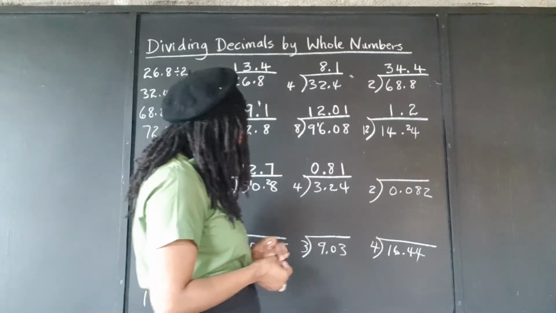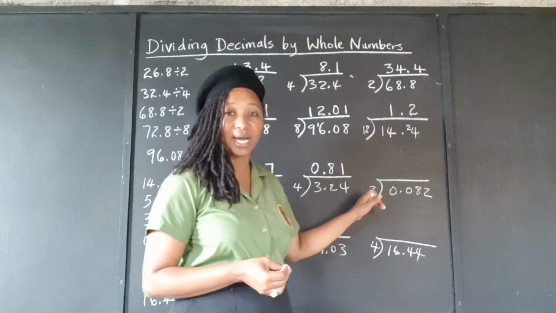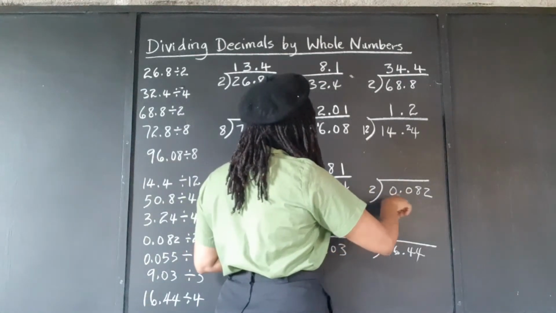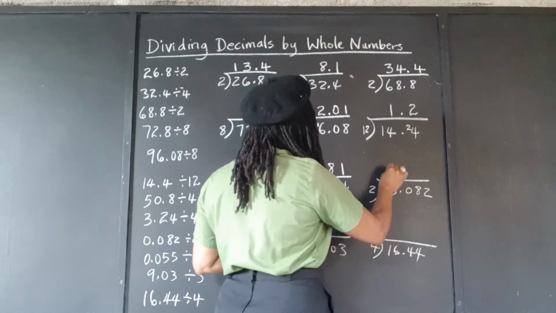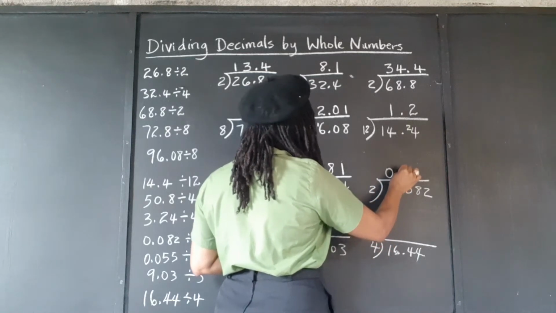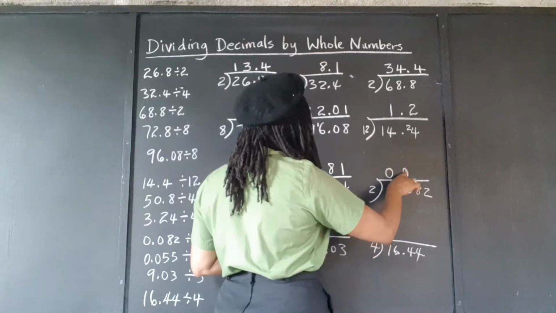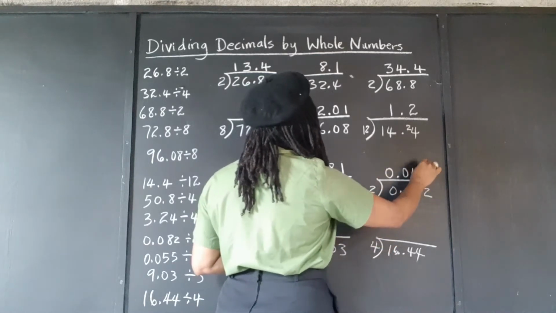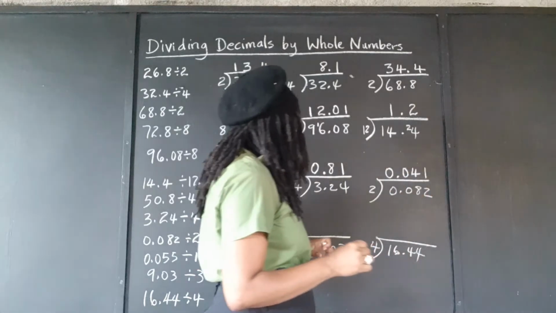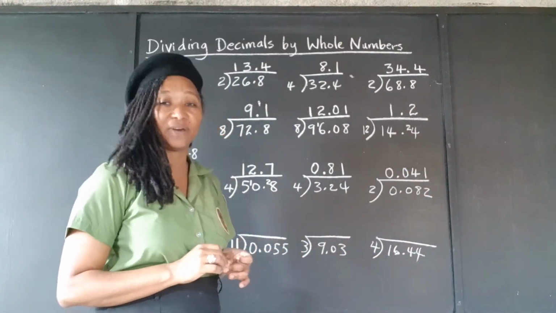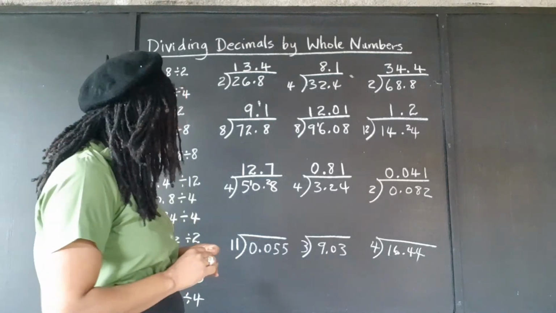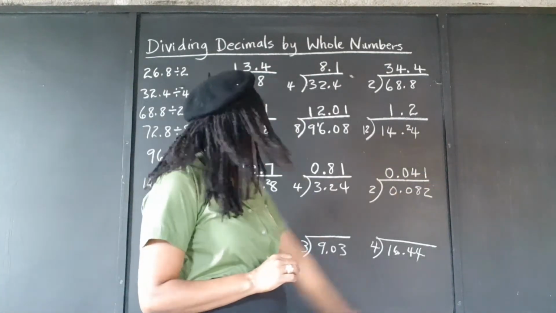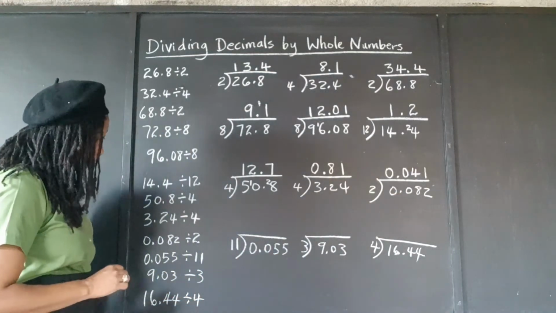So now we have 0.082, we're dividing by 2. There's nothing here, just 0, so we have to actually fill that space back in. 2 into 0, 0. 2 into 8 goes 4 times. 2 into 2 goes 1 time. So 0.082 divided by 2 gives a quotient of 0.041. Alright, so we have 3 more to go.